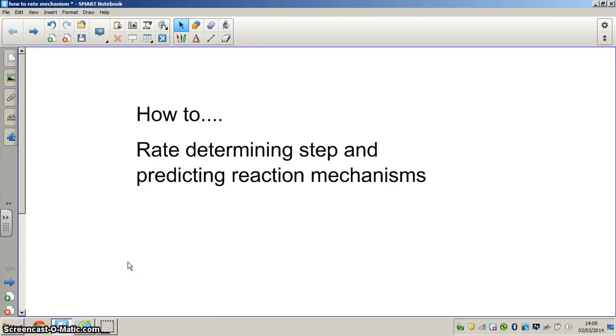In this how-to video we're going to look at the rate determining step for a chemical reaction and how by knowing something about the rate determining step we can actually predict a reaction mechanism, in other words how the reaction proceeds and how the species in the chemical reaction interact with each other from reactants to products.